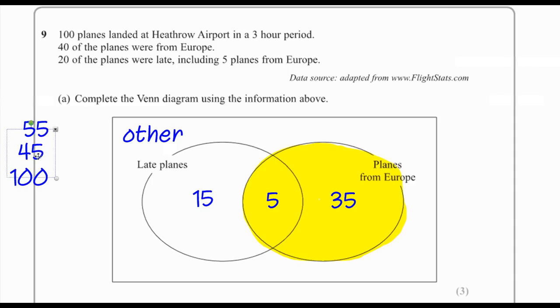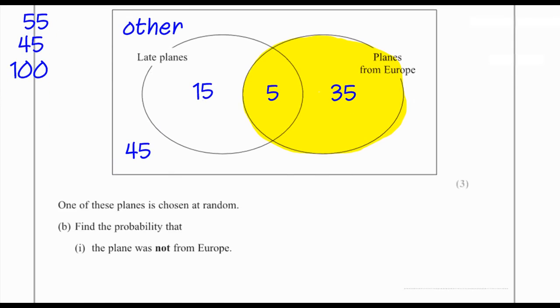Okay, so we're going to put this 45 anywhere in the outside area. And that's your answer for 3 marks. One of these planes is chosen at random. Find the probability that the plane was not from Europe.